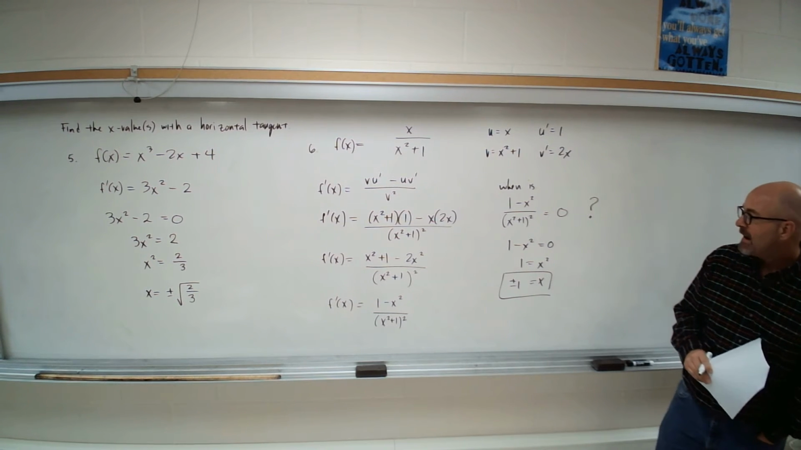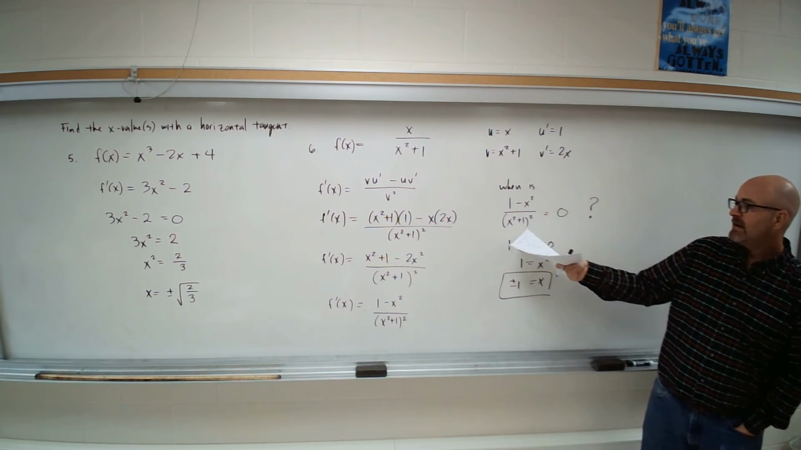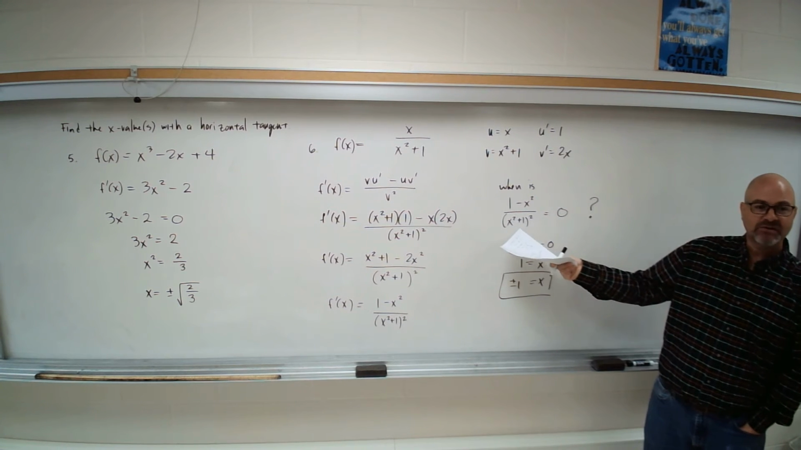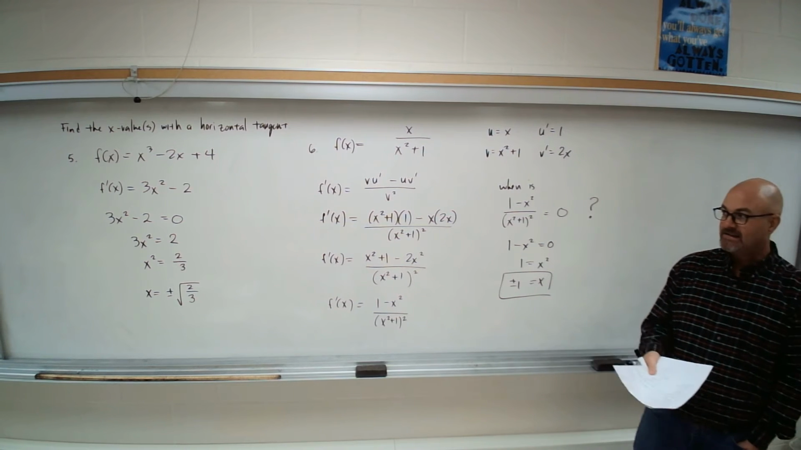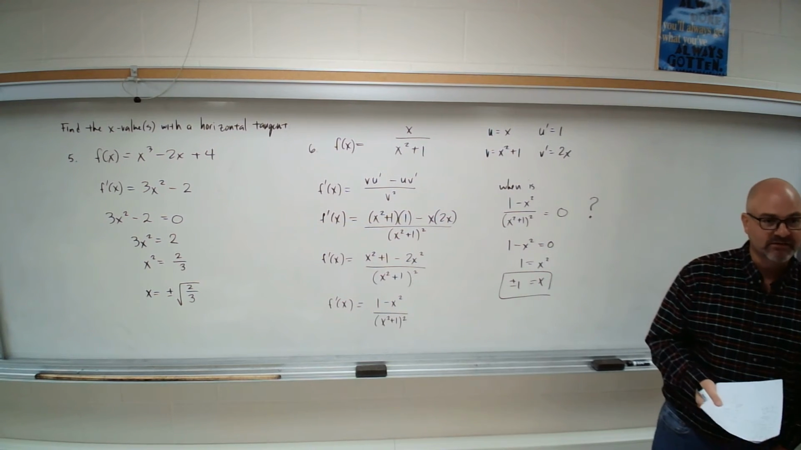Now, it is good to go back and check. The denominator is always going to be positive, right? You're squaring a number and adding 1. That's a recipe to guarantee a positive answer.